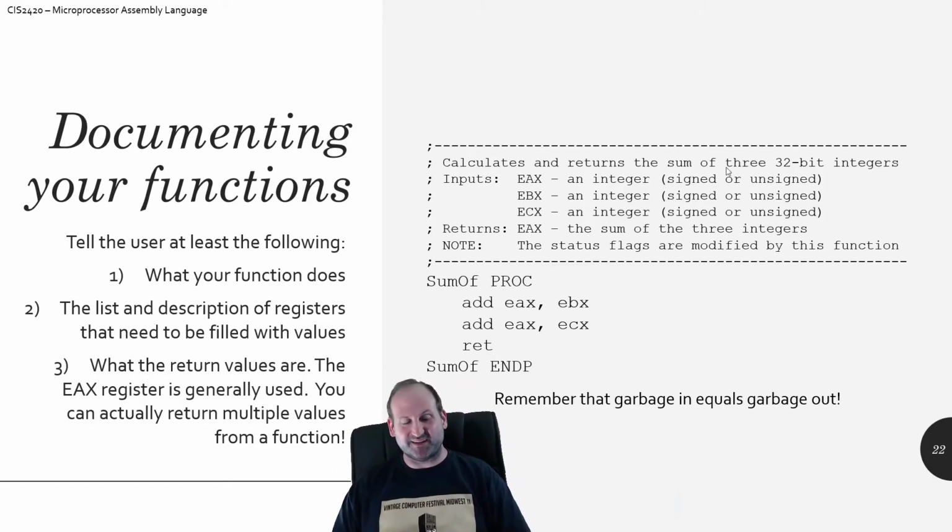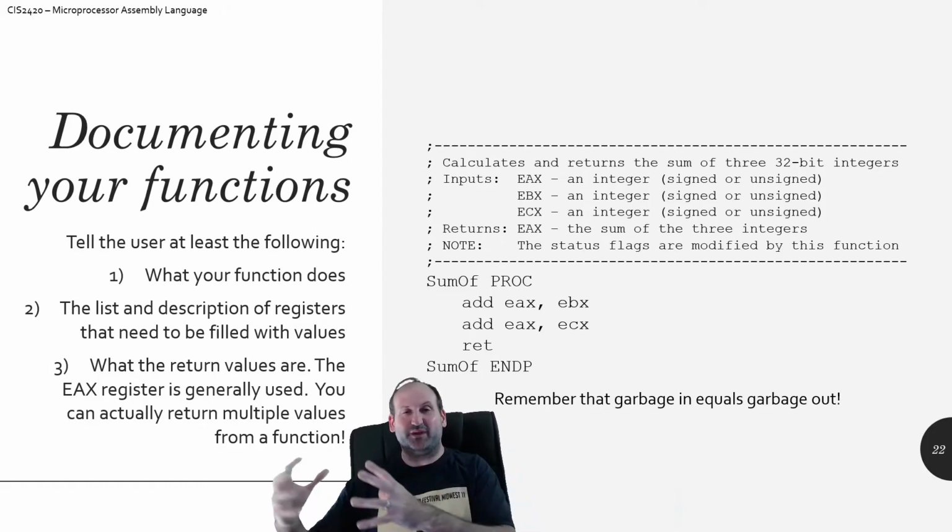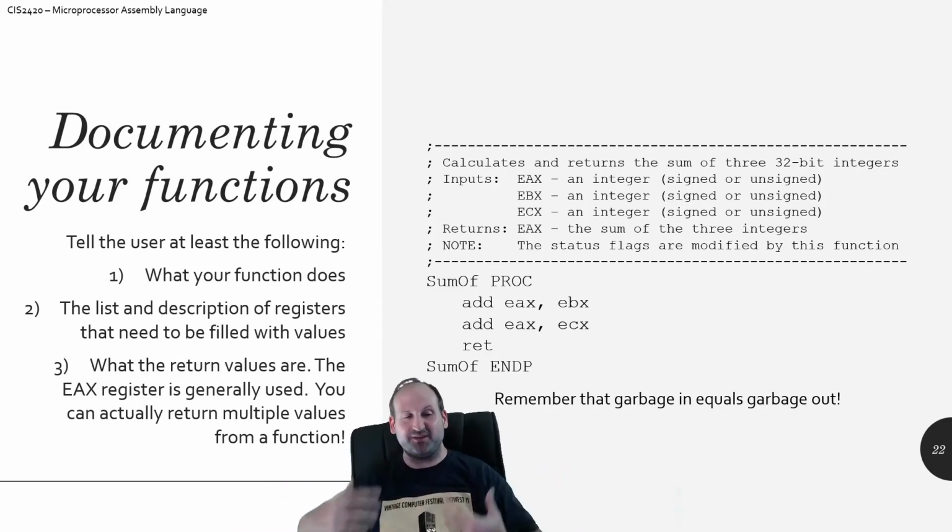So comments like this, the inputs, returns, notes, things you have to worry about. So what does your function do? This one calculates the sum of 3 integers. What are the registers? We're going to change this up in chapter 8, but for right now, what registers do I have to set up so that this function can do its job? Or if it's not a register, what do I have to work with to put all the givens in the right place so it can do its job? So in this case, I need EAX, EBX, and ECX to hold the integers that I'm going to add together.